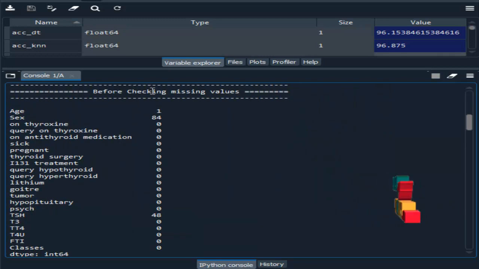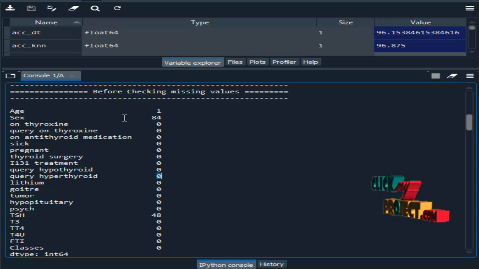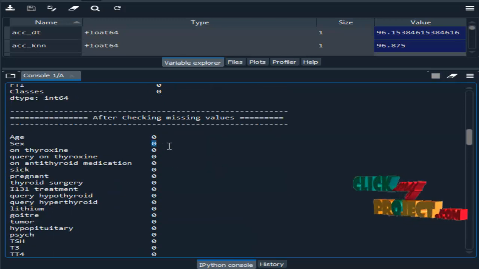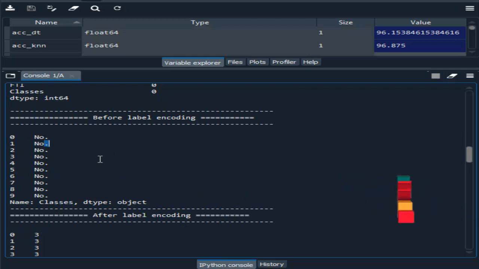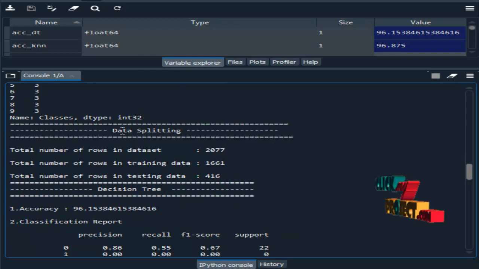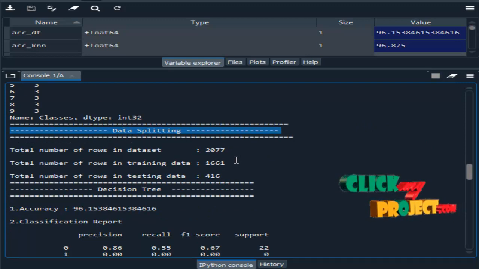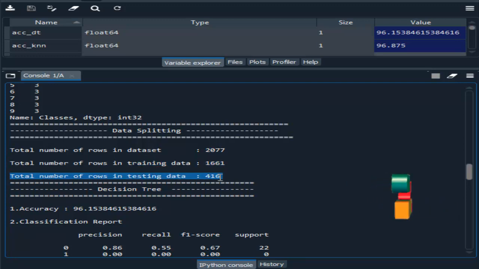Then pre-processing. Here we check missing values. These are the counts of missing values present in the corresponding columns. 0 means there is no missing value. After handling missing values, all the columns contain 0. So all the missing values are replaced by 0. Then label encoding. This is the string which is present in our data set. We convert that string into a numeric integer value. Then data splitting. Here we split the whole data set into test and train. Actually, most of the data are present in the training part and a smaller portion of the data is present in testing. So this is the total number of data present in our data set. This is the total number of training data. This is the total number of testing data.